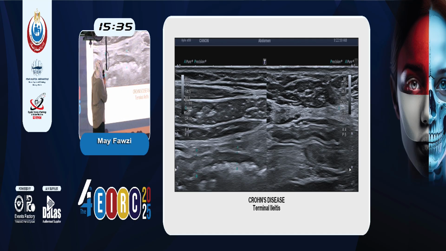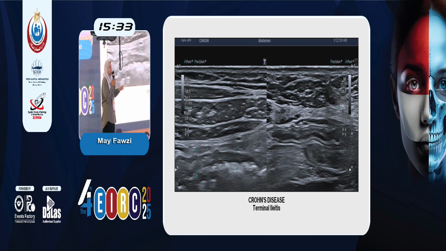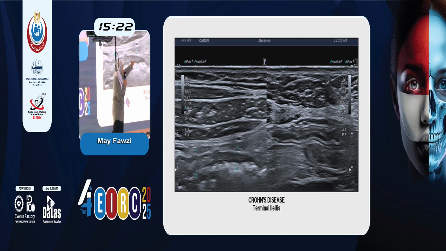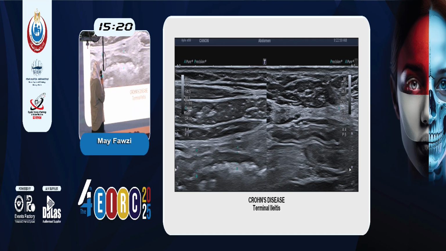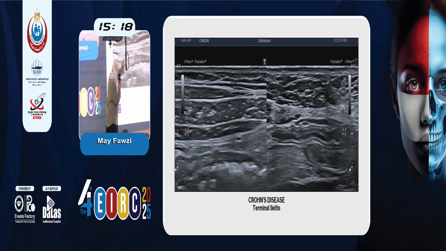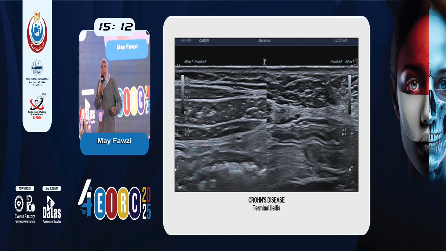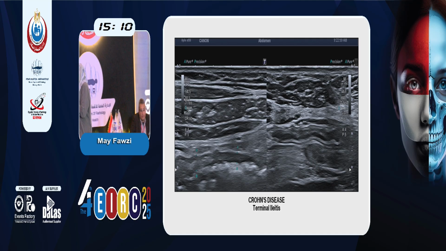Why am I measuring 2 measures? Because I wanted to show you this is called a skip lesion in Crohn's disease. Crohn's disease is not a disease of continuity like ulcerative colitis, it skips. And it's one of the diagnostic features. So here is a pathological segment that is not really very large, while here is a pathological segment that is much larger. The presence of skip lesions is diagnostic of Crohn's disease. And by ultrasound, I can see it very clearly.